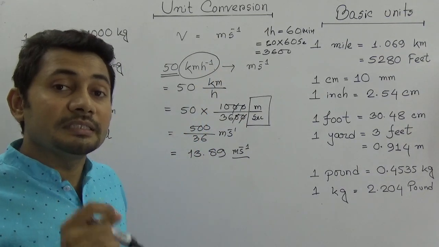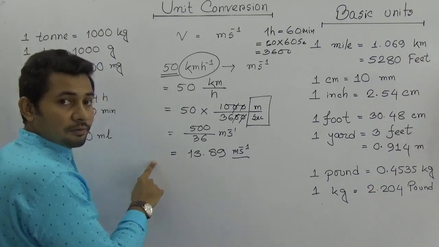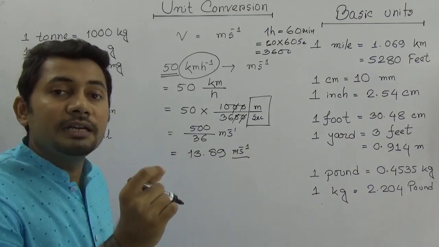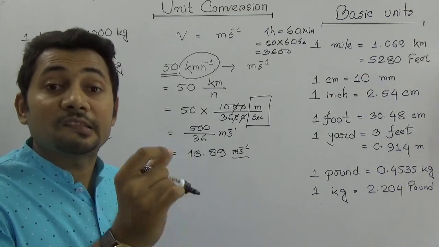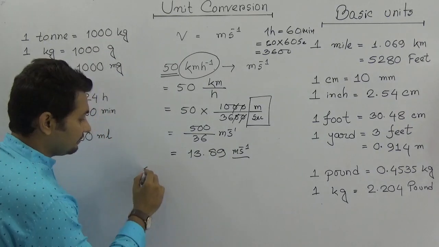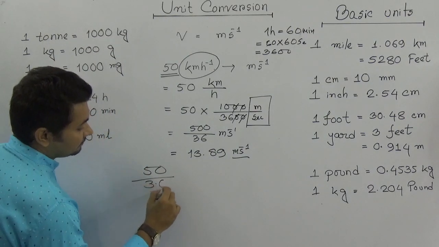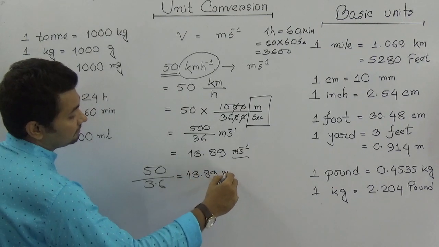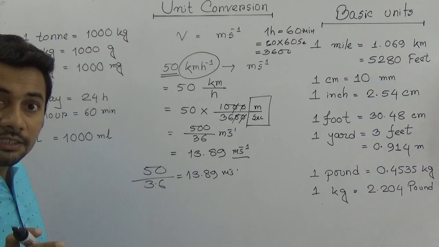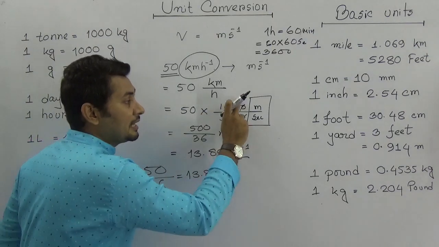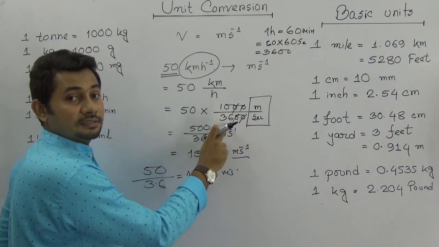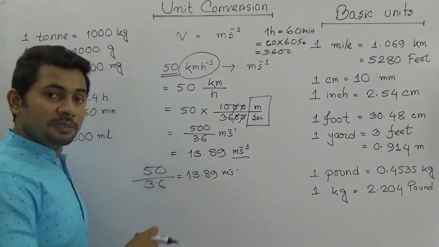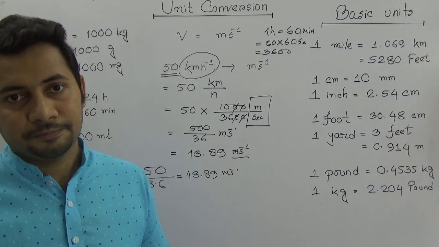But we also can do it very simply. How? We can actually convert kilometer per hour to meter per second by only dividing this 50 by 3.6. So if I divide 50 by 3.6, that is 13.89 meter per second. So simply the basic is that you are multiplying by 1000 and dividing by 3600. So if we simply divide by 3.6, the value would be in meter per second.